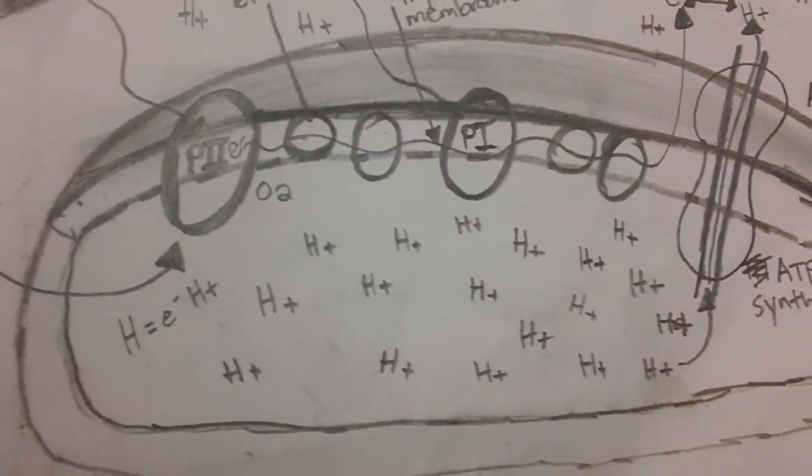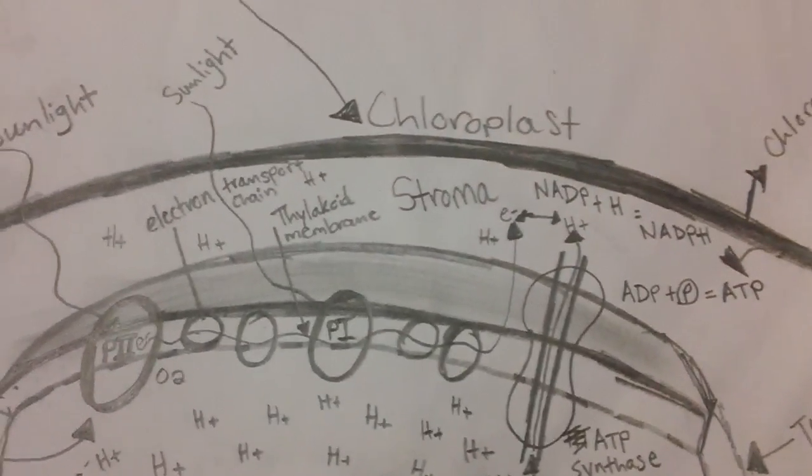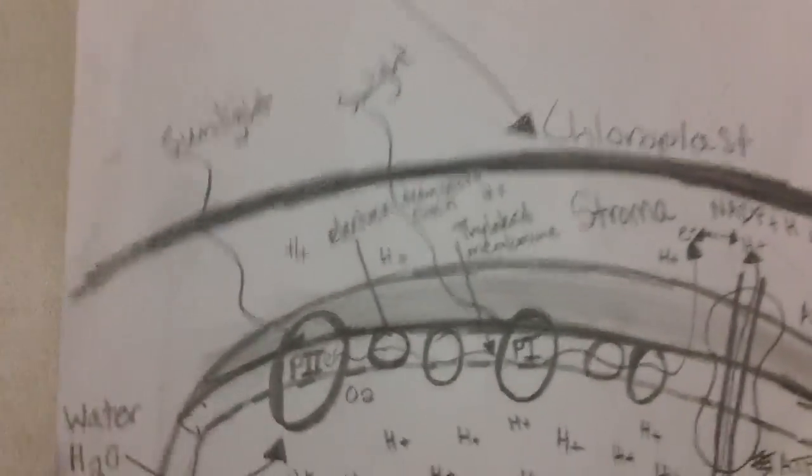Alright, so we're going to move over here to a thylakoid. This whole thing is a thylakoid. This little thingy right here, this whole wall thing, is a thylakoid membrane. And this is where light-dependent reactions start for photosynthesis.